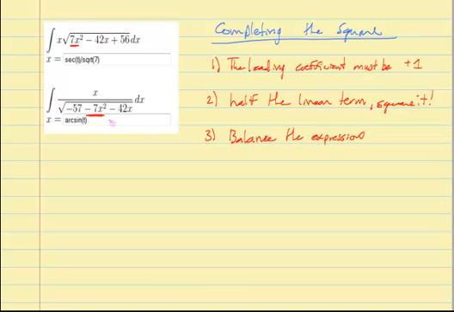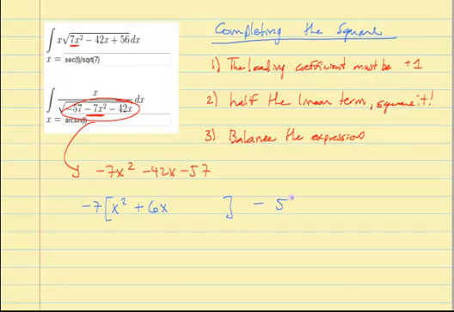So let's go ahead and look at, this is actually the harder one, so let's look at this one. Negative 7x squared minus 42x minus 57. Like I said, the first step is to factor out a negative 7. If I factor out a negative 7, I'm left with x squared plus, now if I factor negative 7 away from a negative 42x, I'm left with 6x, and then I'm leaving this negative 57 over here because that's going to be my sum or difference of perfect squares.